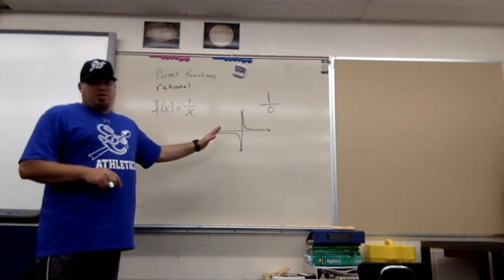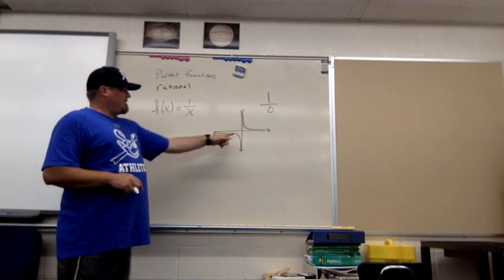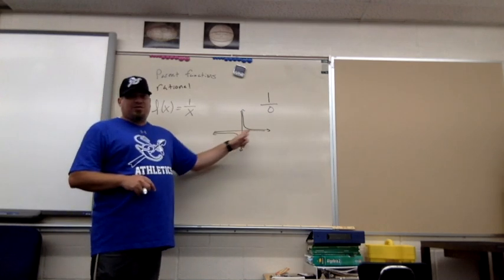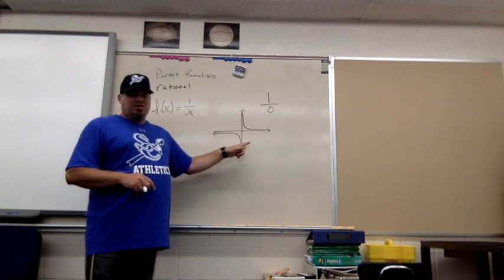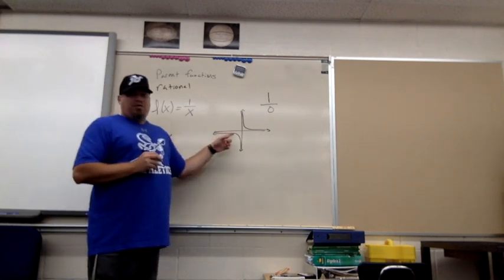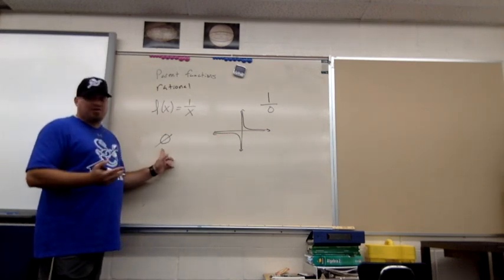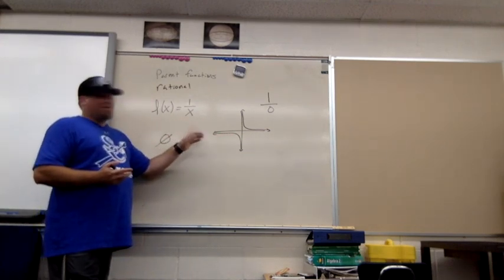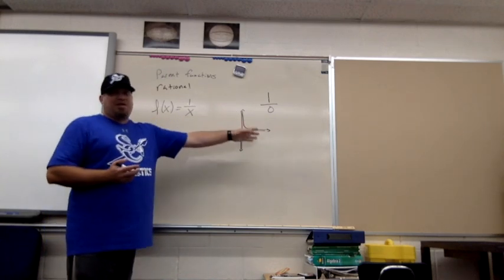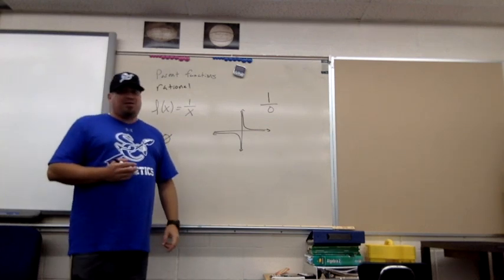Okay? So this is one of the exceptions for our intercepts. You can see it never actually intercepts any of the axes. So that means the intercepts for the rational function is no solution. There is no intercept for the parent function, because it gets really close to 0, but it never touches 0 because of this rule, because we cannot divide by 0.